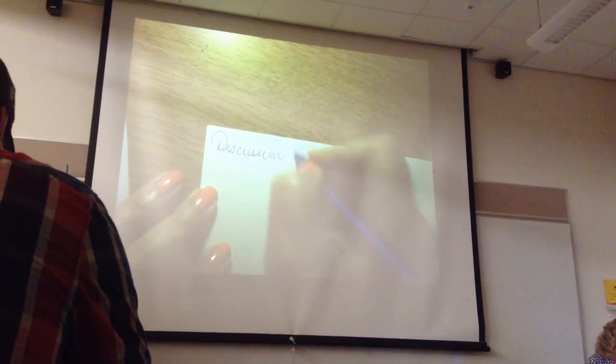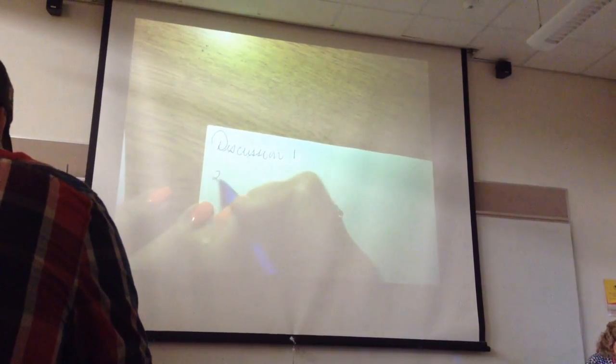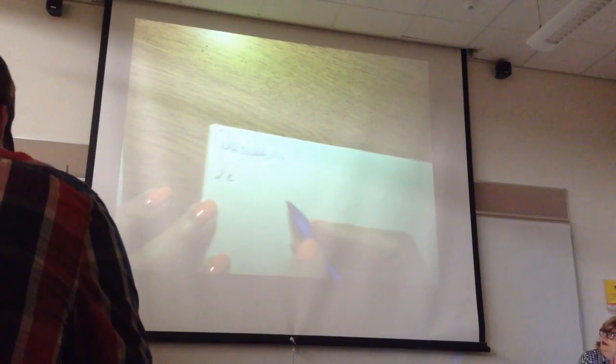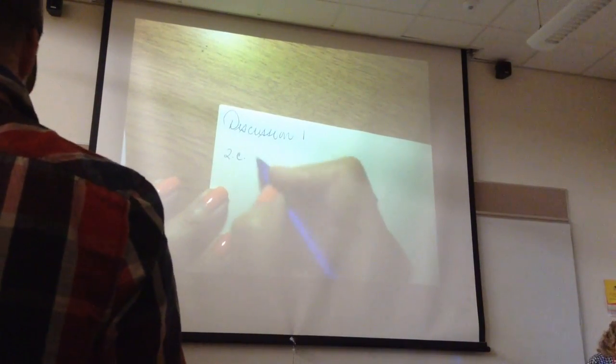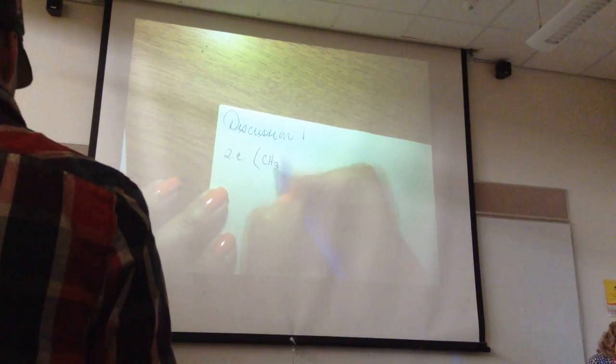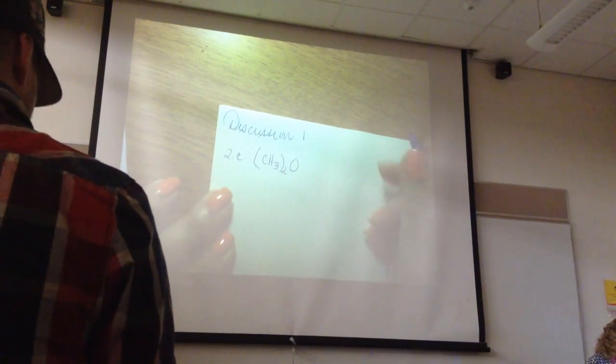And letter C. You have the paper? Oh, thank you. You have the papers in front of you. So discussion 1. We're looking at 2C. And 2C is like so. They want you to draw Lewis.